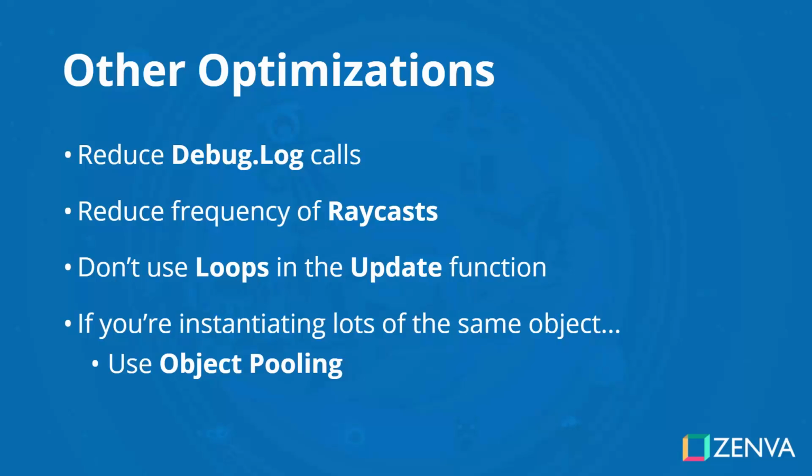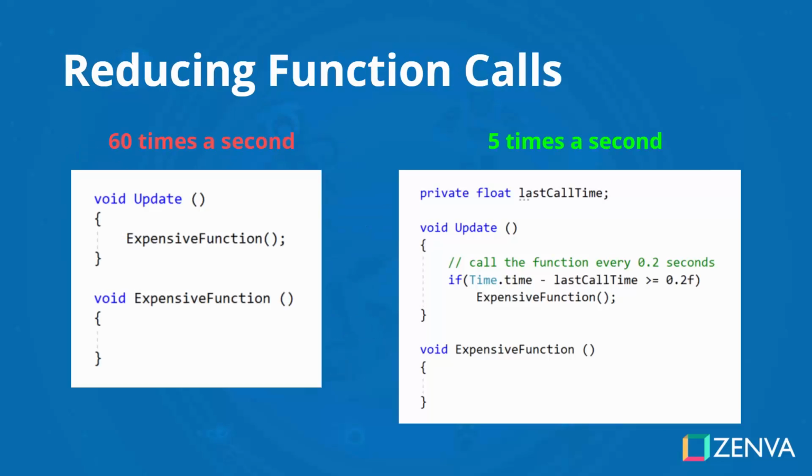Reducing the frequency of raycasts is also an important factor, as you could imagine, raycasts are quite expensive, as well as using loops in the update function. You've got to be very careful with this one. If you're looping through maybe 4 or 5 elements, that's fine, but if you're going up to maybe hundreds of things you're looping through every single frame, that can greatly impact your performance. So do keep in mind how many things you want to loop through every frame, and if you can help it, try and refer back to reducing these function calls by only calling it a certain amount of times a second compared to every single frame.